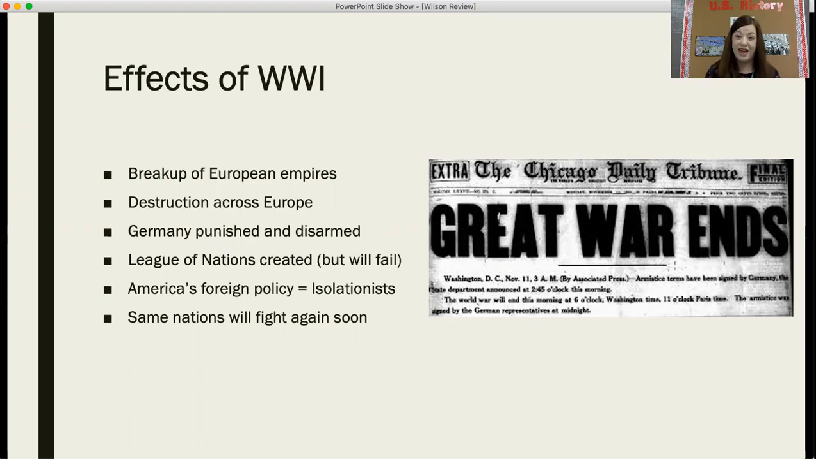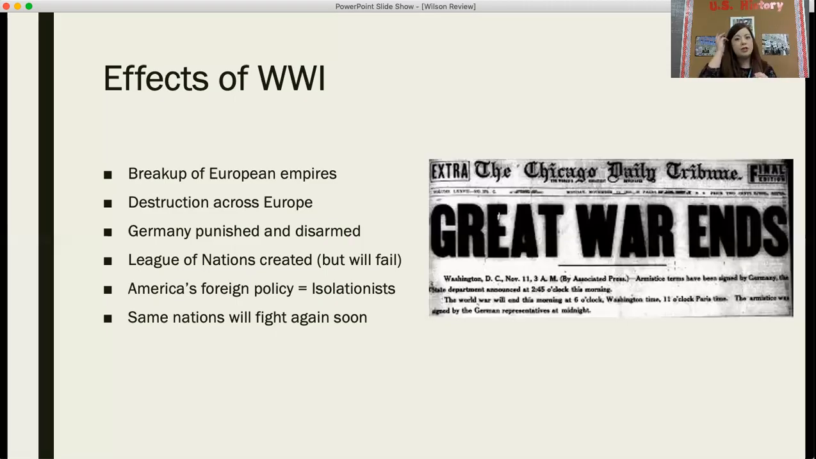Y'all, they're having to rebuild everything. Germany is going to be punished for World War I. They're going to be disarmed. They cannot have a standing military. They're going to be told that they have to pay a lot of war debts. Y'all, that's important because Wilson, he wanted to end future wars, but the way that the Treaty of Versailles ended up being, it is going to punish Germany, and they're going to be so mad. They're going to be so bitter that they're going to eventually want revenge on the Allies.